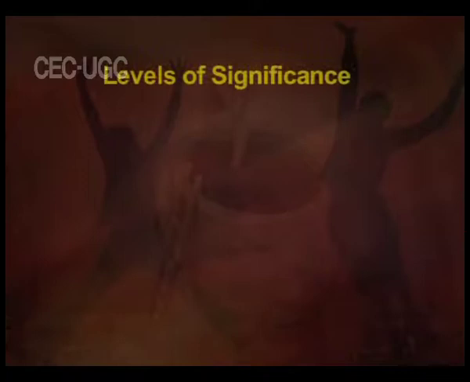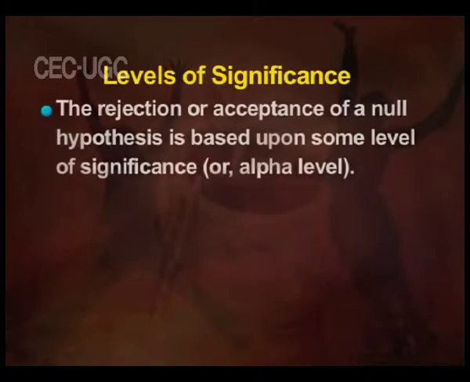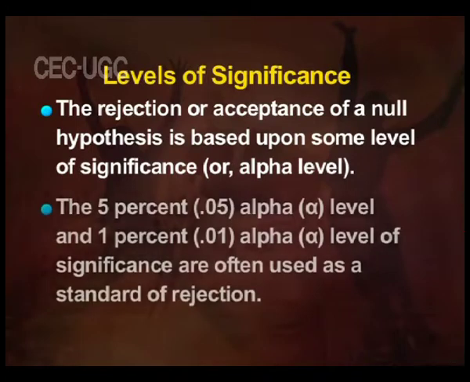The first concept that we're going to look at is the levels of significance. The rejection or acceptance of a null hypothesis is based upon some level of significance, which is known as the alpha level. The 5% or 0.05 alpha level and 1% or 0.01 alpha level of significance are often used as a standard of rejection.